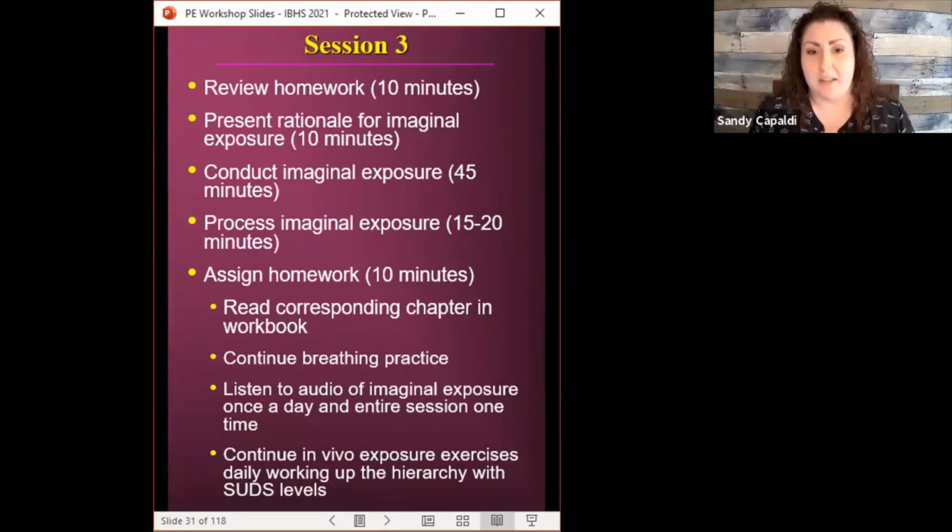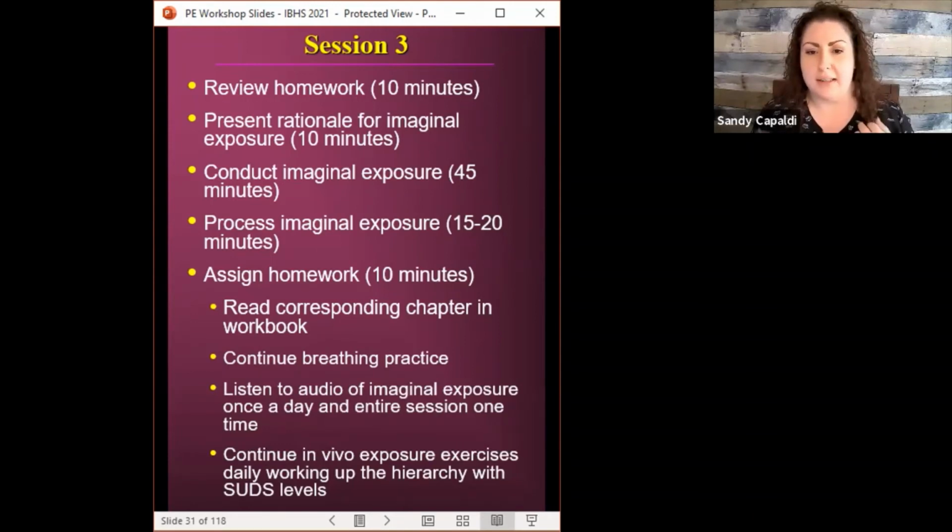So we're going to deliver the rationale for the imaginal exposure in this session. We're going to do imaginal exposure with them for 40 or 45 minutes. We're going to spend 15 or 20 minutes afterwards processing the exposure. And then for homework, we're asking them to read the chapter that goes with chapter 3 to keep practicing that breathing retraining. This time when they're listening, they're going to listen to just the imaginal exposure. We're going to ask them to listen to just the imaginal exposure every day and to the full entire session just once.